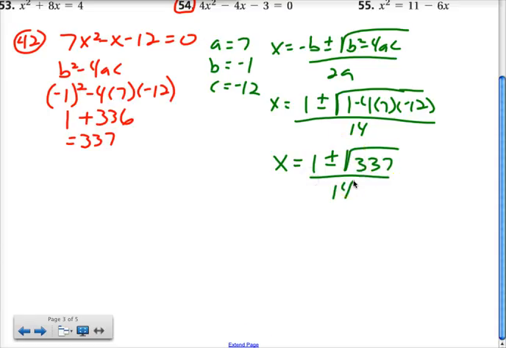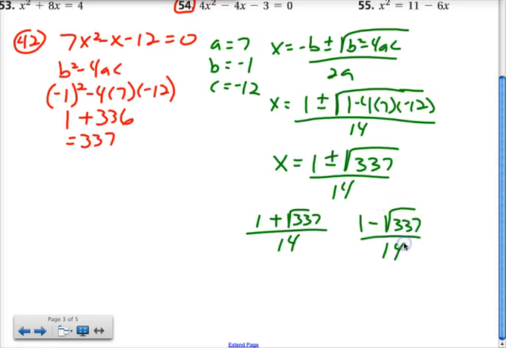And then you just grab your calculator and you punch them both in. You punch in 1 plus the square root of 337 divided by 14, and 1 minus the square root of 337 divided by 14. So 1 plus the square root of 337 and dividing that by 14 gives me about 1 point. Let's see, what did they say to round to? They said round to the nearest hundredth for these. So this is about 1.38.